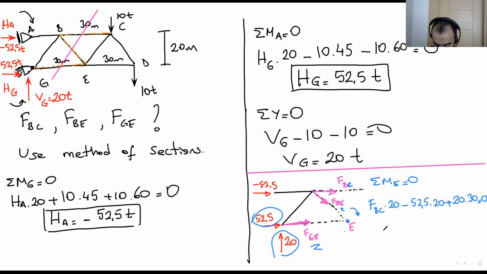So let me calculate this part here. 22.5. Yes. FBC here is 22.5 tons. Okay, we have just calculated this FBC easily. Now we know FBC from now on.